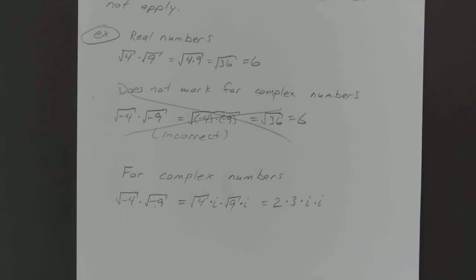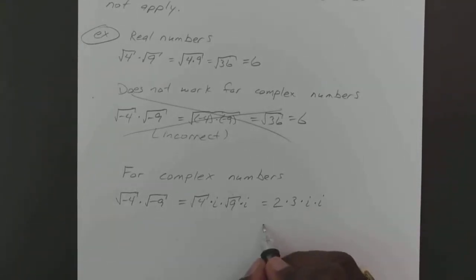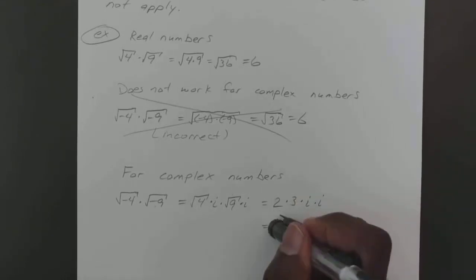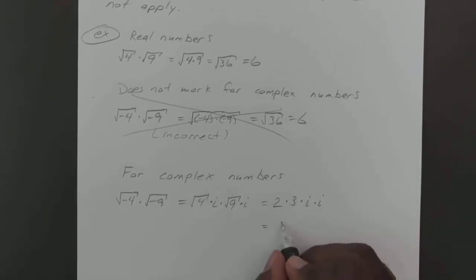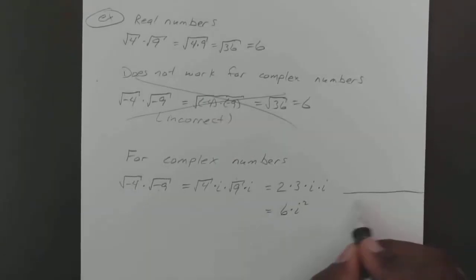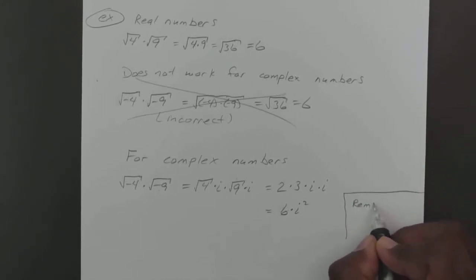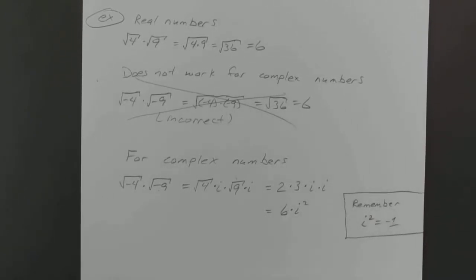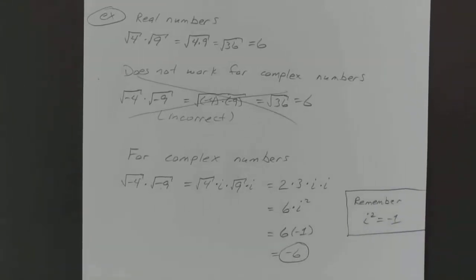Okay. So when we're multiplying, that's when you have to remember that when you have 2 times 3, you might as well go ahead and make that 6. 6 times i squared. This is where you have to remember that i squared equals negative 1. Okay, so this ends up being 6 times negative 1, which gives us negative 6. Okay, so that's why you can't use real number rules with complex numbers.